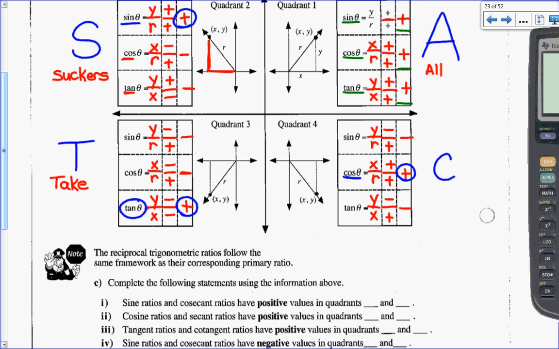Do you remember the last letter in our acronym? All suckers take... Hopefully you remembered chemistry. All suckers take chemistry.